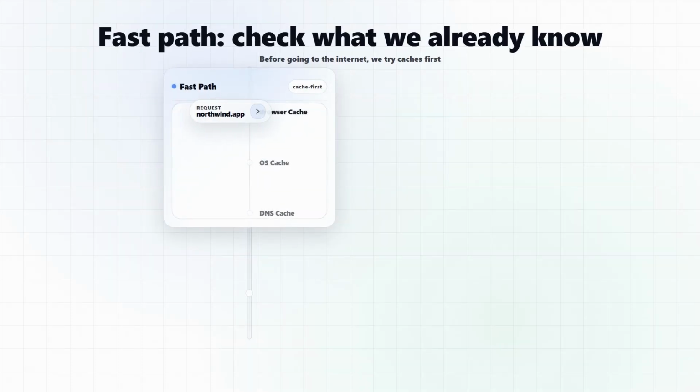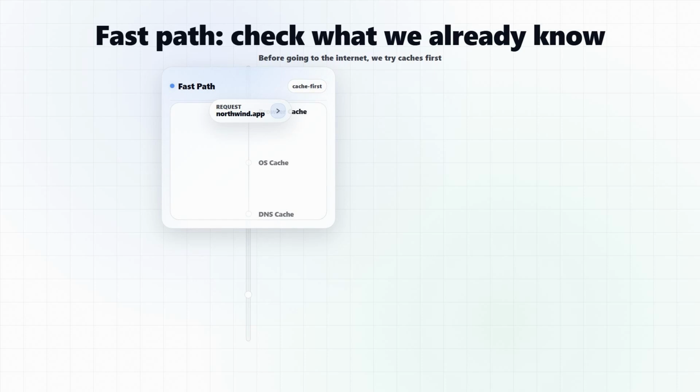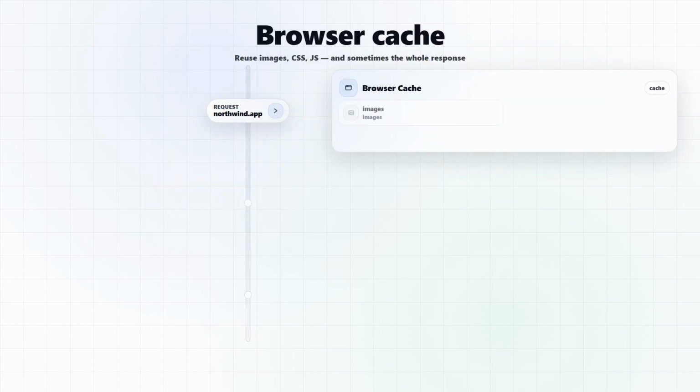Before the browser goes out to the internet, it tries the fastest path first. It checks caches, which are saved results from earlier visits. There are a few layers. First is the browser cache. It can store things like images, CSS files, JavaScript files, and sometimes even a previous page response. If the browser already has those files, it can reuse them instantly instead of downloading again.